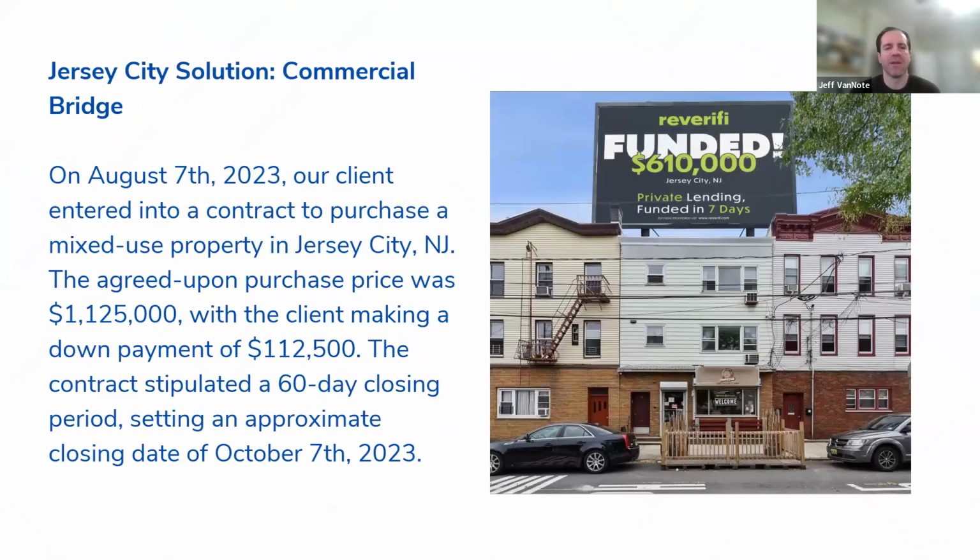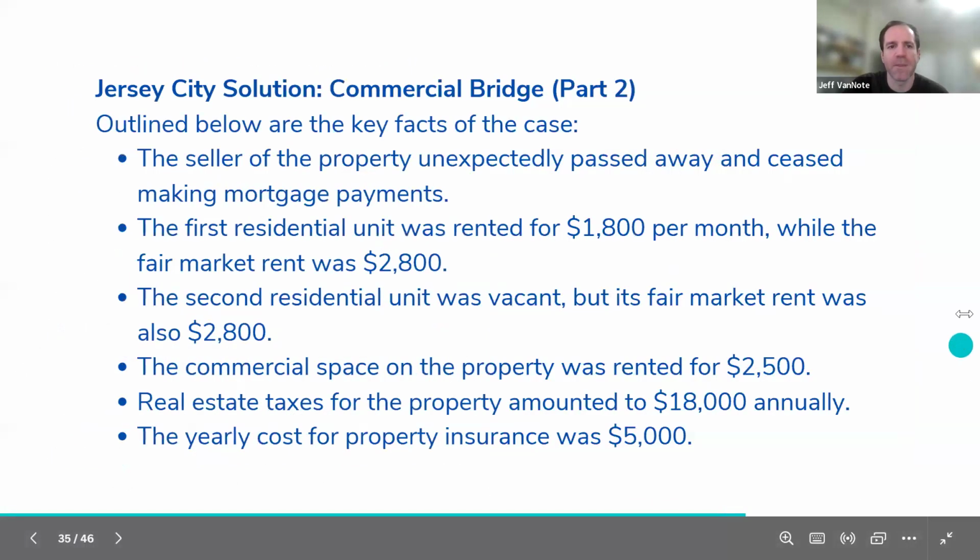Here's an example of a deal that was recently funded due to DSCR cash flow constraints. On August 7, 2023, our client entered into a contract to purchase a mixed-use property in Jersey City, New Jersey. The agreed-upon purchase price was $1.125 million, with the client making a down payment of $112,500. The contract stipulated a 60-day closing period, setting an approximate closing date of October 7, 2023.